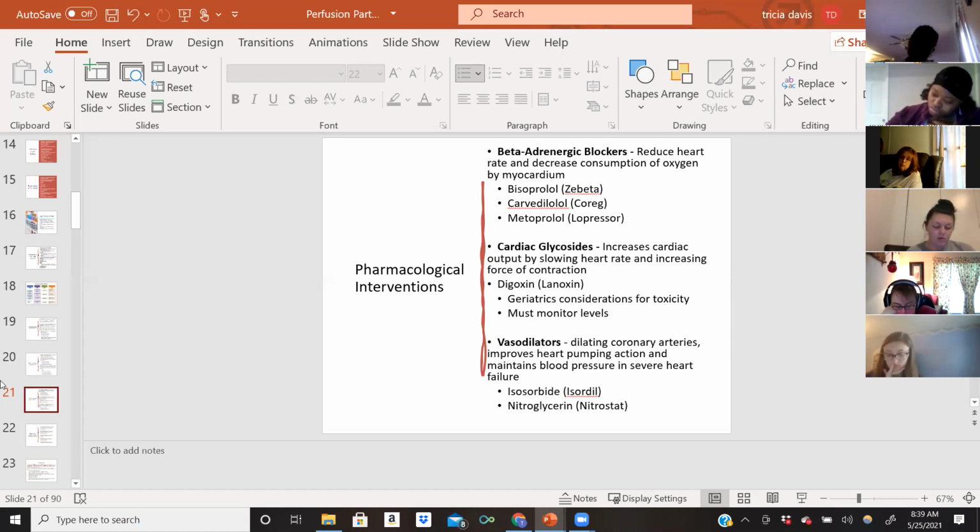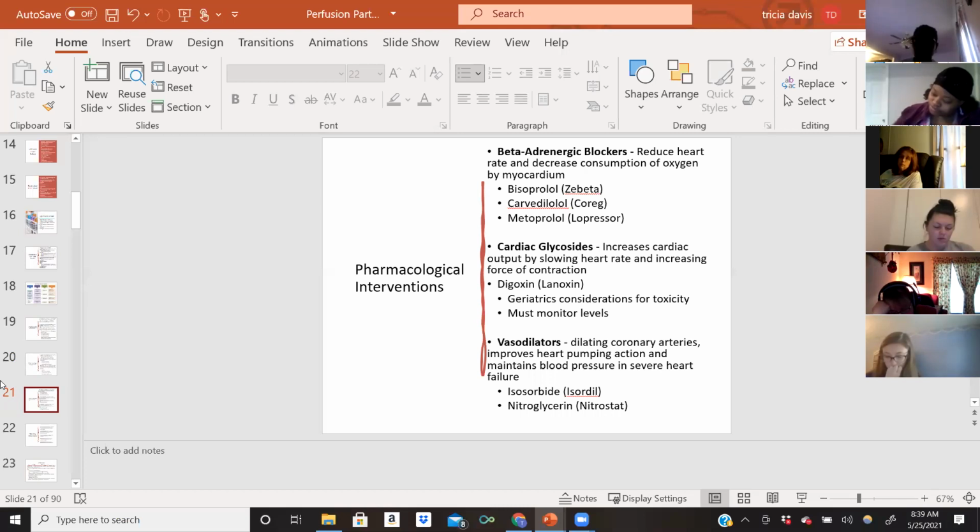We can give cardiac glycosides. So these increase our cardiac output by slowing our heart rate and increasing the force of the contraction. So these medications, one is going to be digoxin or Lanoxin. You need to know about that medication.